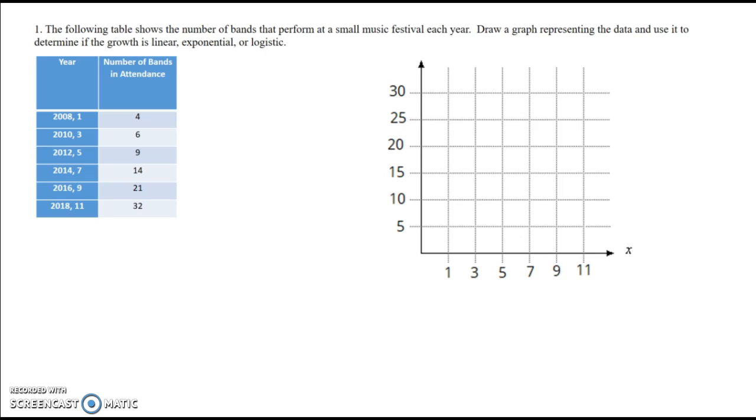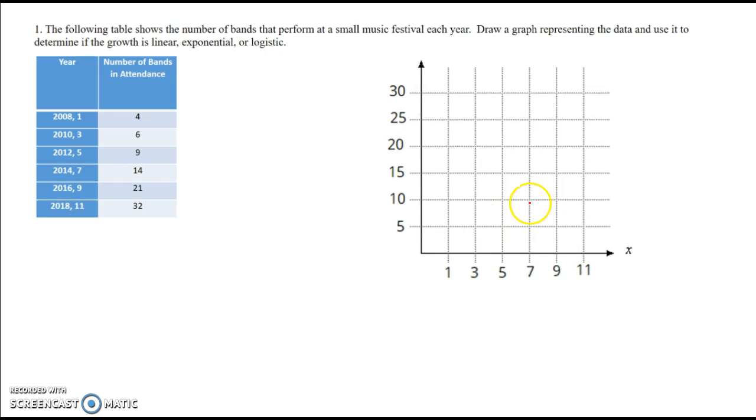Okay, so what I have here is a list of years. So 2008 is the first year that the festival was put on, and then 2010 is the third year, 2012 is the fifth year, and so on. So I'm going to use 1, 3, 5, 7, 9, and 11 instead of the years. And then the other column shows the number of bands that attended. So the first year I had 4 bands attend.